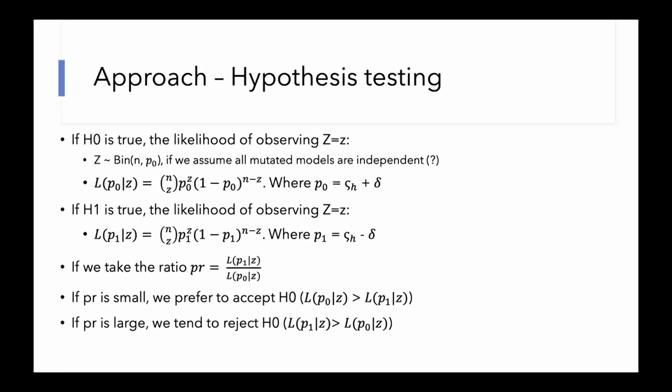If H0 is true, then the likelihood of observing capital Z equal to small z is this quantity. This is a binomial distribution with parameters n and p0. In total, we have n trials because we have n mutated models, and each model has a probability of p0 to be changed. So do you have the label changed? Can I go back to the previous slide?